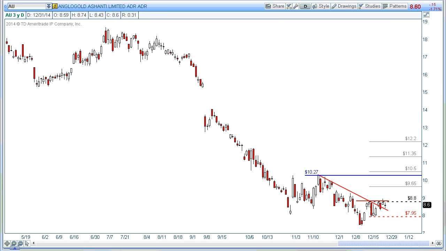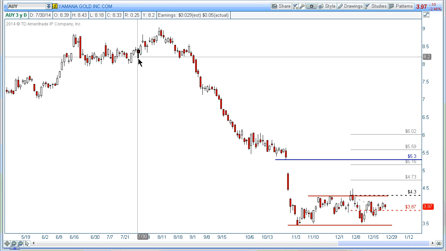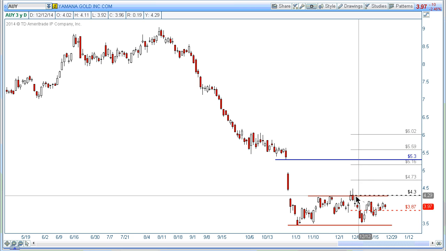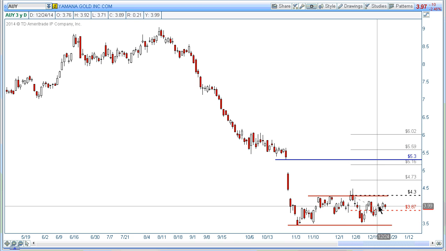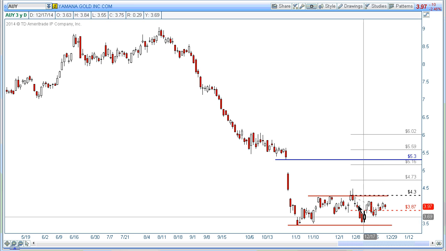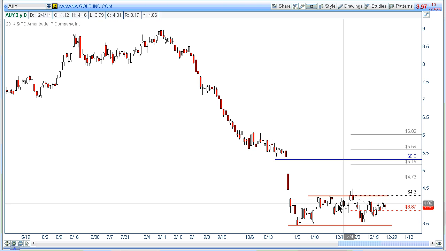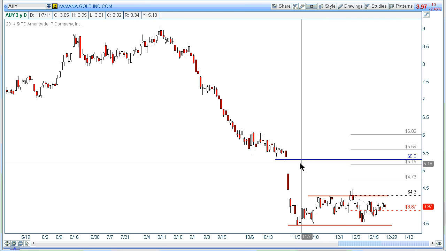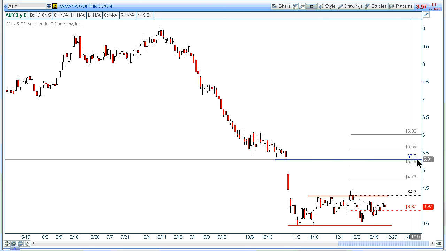And then there's the last one. We're looking at this one coming up, a nice little base pattern, looking for it to break out of this trading band at 430 and possibly come up to fill this gap at 530. Okay, so those are the setups that I posted in the last week or so.